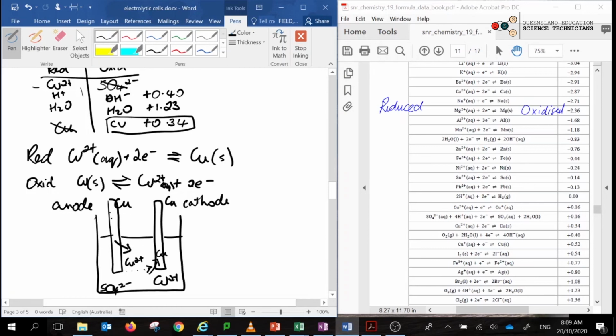So this copper over at the anode slowly gets eaten away. So we get less and less of it because it's now becoming the copper 2 plus. Whereas at the cathode, it is now being deposited on the outside. So we get an increase of mass. So at the anode, decrease of mass. And at the cathode, there is an increase in mass.